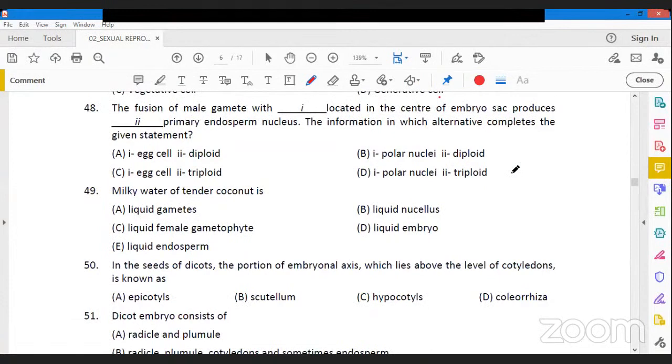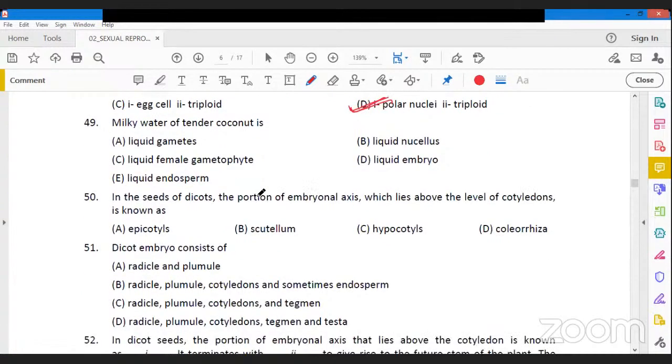So next, 48th: the fusion of male gamete with dash located in the center of the embryo sac produces dash, the primary endosperm nucleus. So the fusion of male gamete with the polar nuclei in the center of the embryo sac will produce a triploid primary endosperm nucleus. So polar nuclei, and the triploid primary endosperm nucleus. Done.